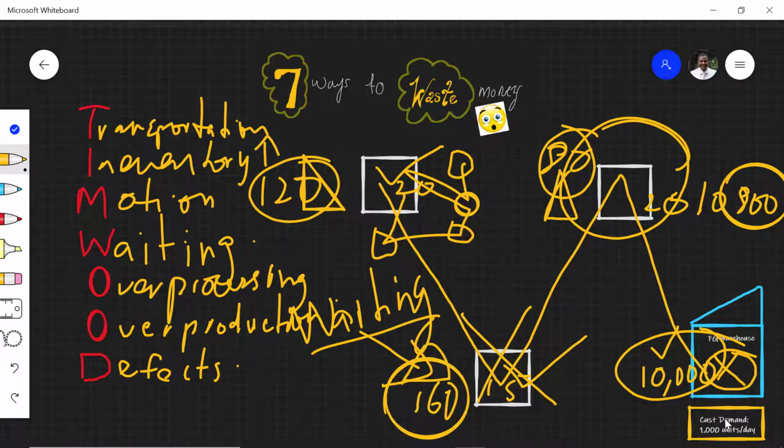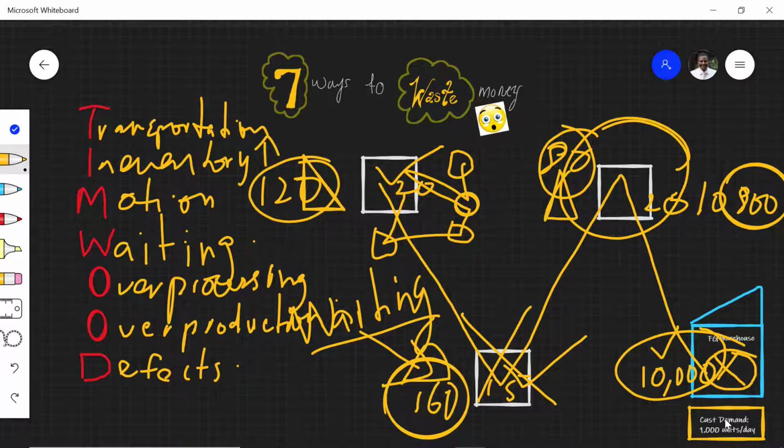So friends, this thing which we call TIMWOOD is an acronym for the 7 types of waste which actually allow you to waste money in your operations. Transportation, inventory in excess, motion, waiting, overprocessing, overproduction and defects.